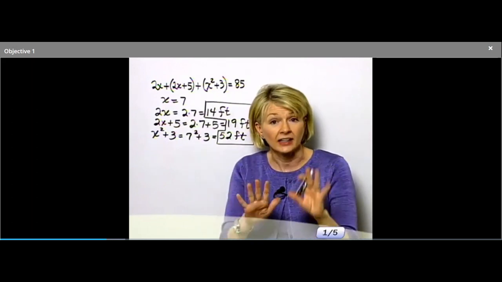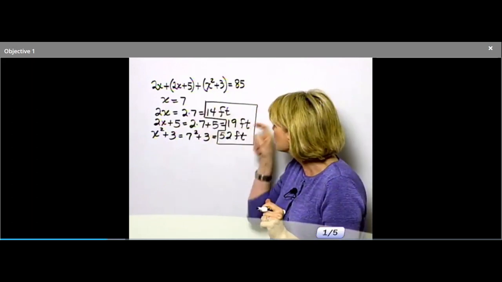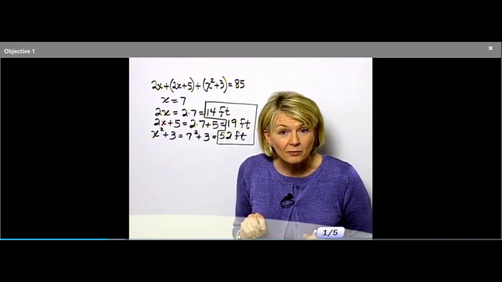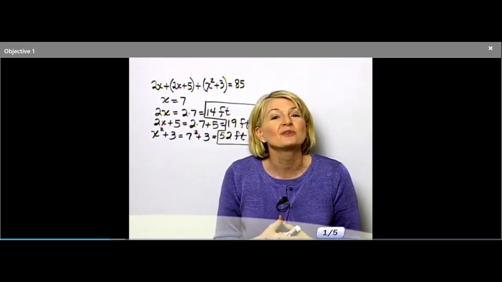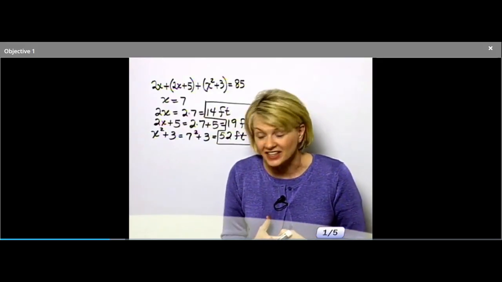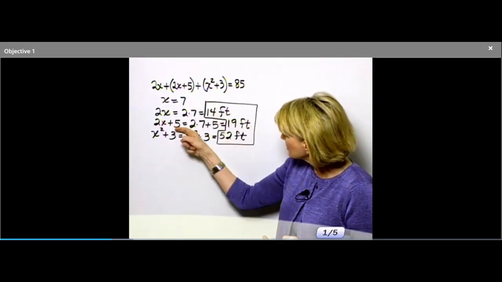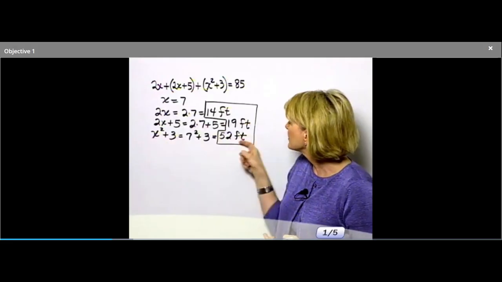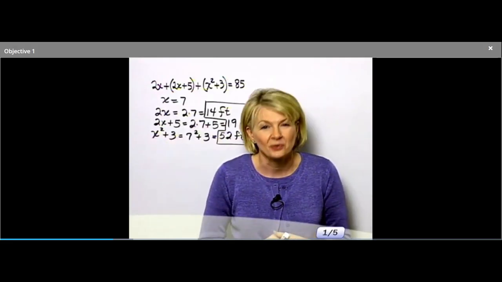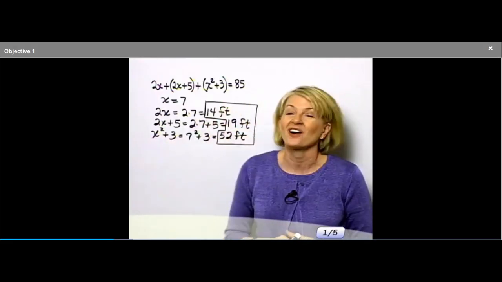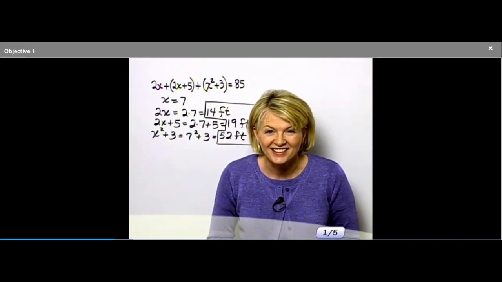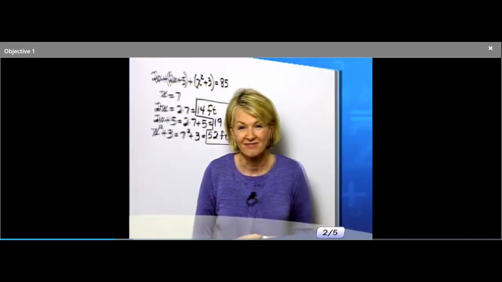Now, how can you check? And I'll let you check. Find this sum. This sum, which represents the perimeter, should be 85 feet. Then make sure this is double this, and this is 2x plus 5 again, and this is x squared plus 3. But here we have solved our application. Let's look at another one.